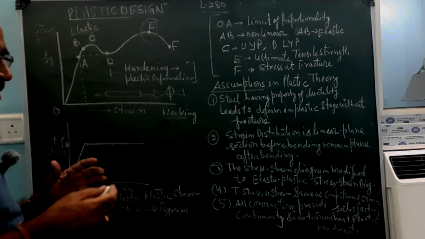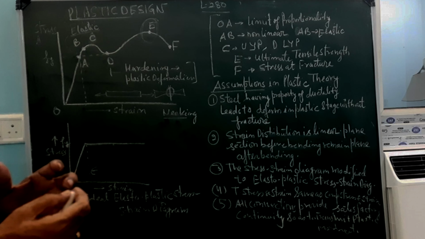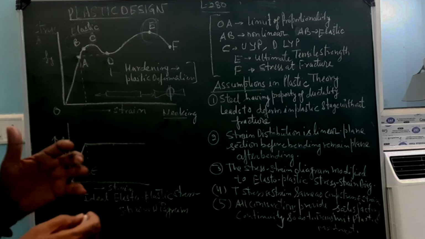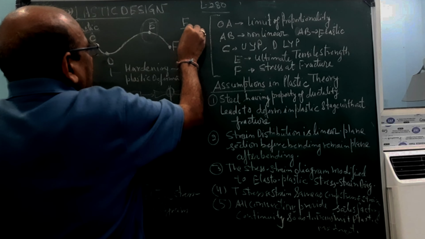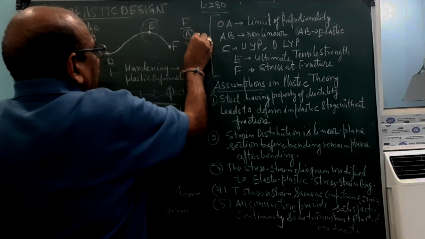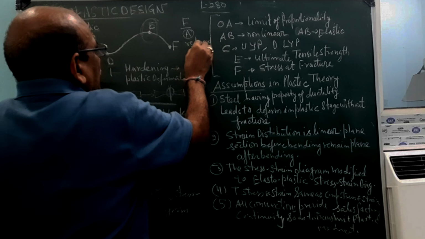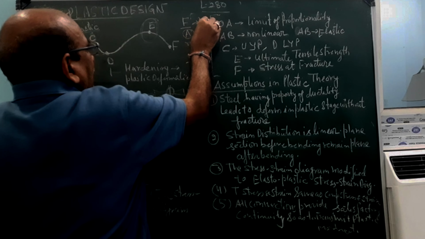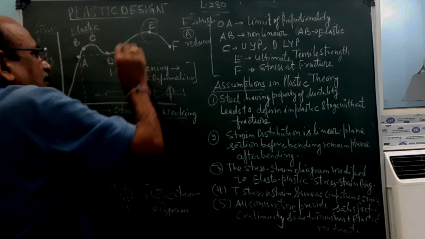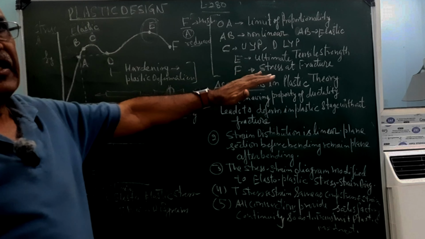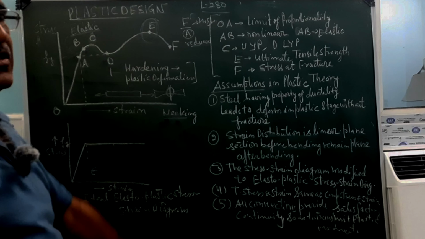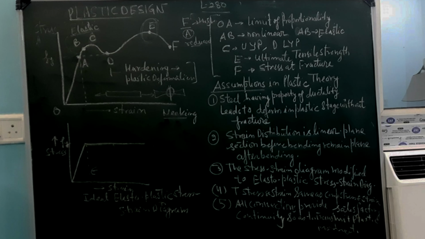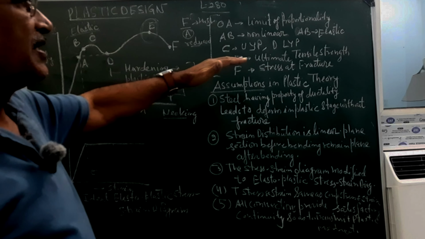Necking. This means the cross section is being reduced, so the stress is very high. Because the force divided by the area is computed with respect to the original area, the actual area is reduced, so this will be a higher value. So this is the E point, which is the ultimate tensile strength. No more strength can be gained by this steel. That is called the ultimate tensile strength.